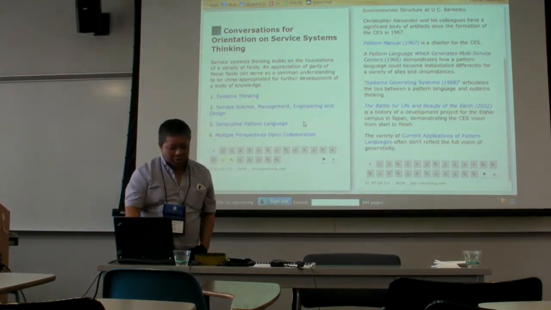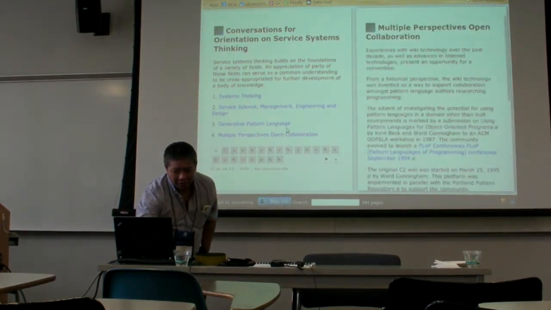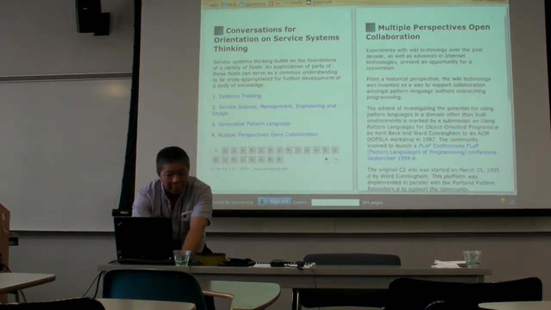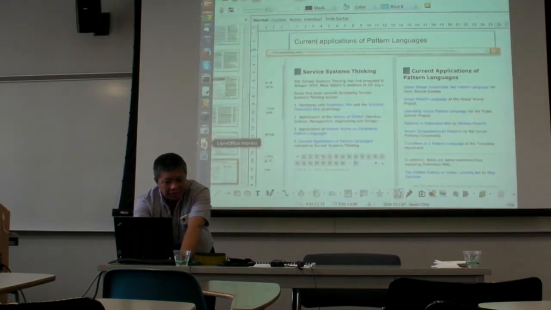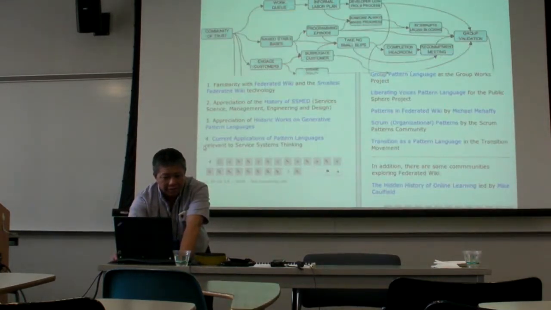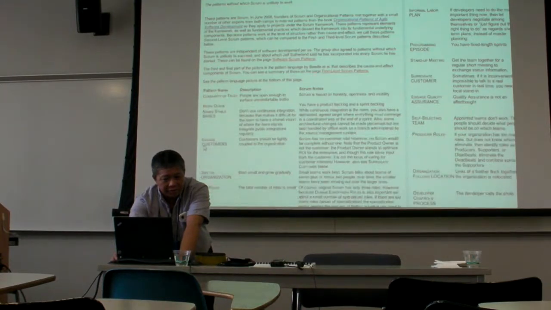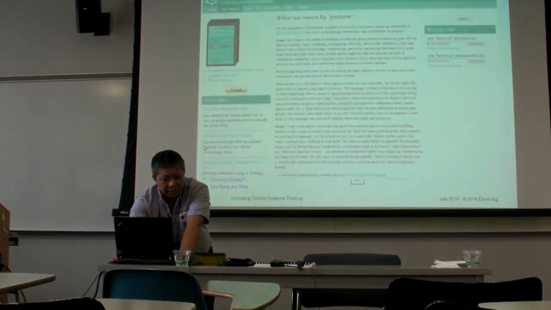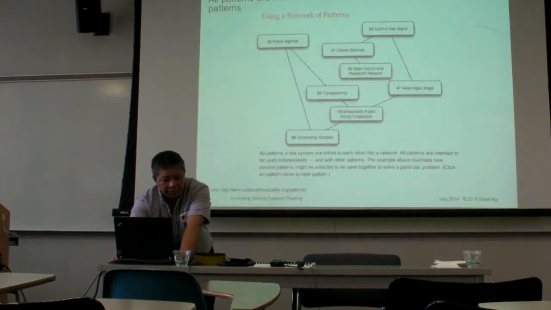Yeah, so let me go to this last part, which is around the multiple perspective open collaboration. Because if those others aren't cross-linked, you could imagine Transition Towns being connected to the Liberating Voices patterns for governance being linked to the group facilitation, GroupWorks patterns. They aren't cross-linked now, but if you have this federated wiki, you could create a hierarchy of those, couldn't you? Or are you already doing them?